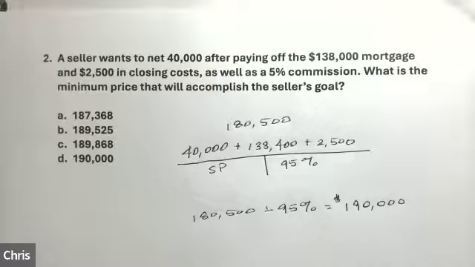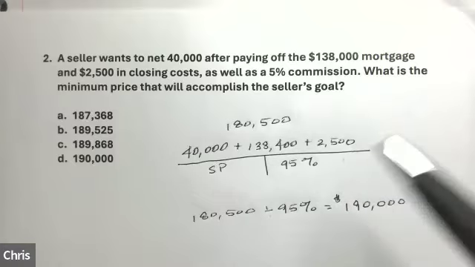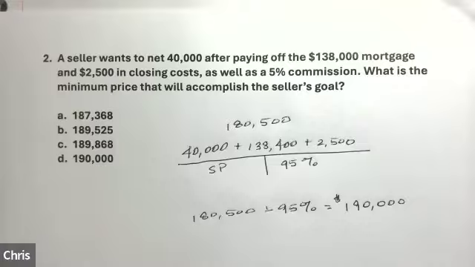Here's what some people mess up on this problem. Let me remind you, what I'm describing right now is a mistake. A lot of people will take the 180,500 that you see right here, the total that he needs to net, and because they don't understand how to do this problem, they will multiply that by the 5% and then add the 5% to the top.